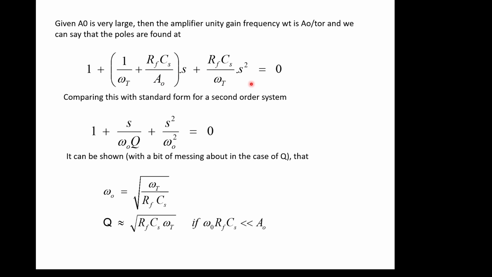Simplify that down and match it to the standard second order term. So we've got Q, our Q factor, and our natural or resonant frequency. With a bit more messing around with these equations and relating them to each other, we're trying to work out what Q is and what omega naught is by comparing with the standard equation form. You can work out that omega naught is omega t, the unity gain frequency, over RFCS, and Q is approximately equal to RFCS omega t, if this applies.